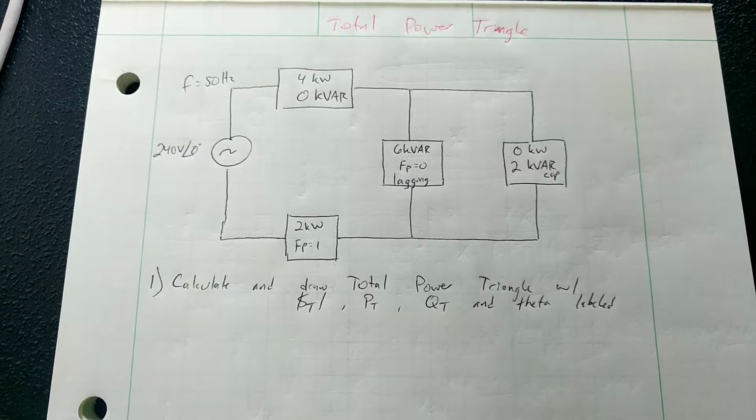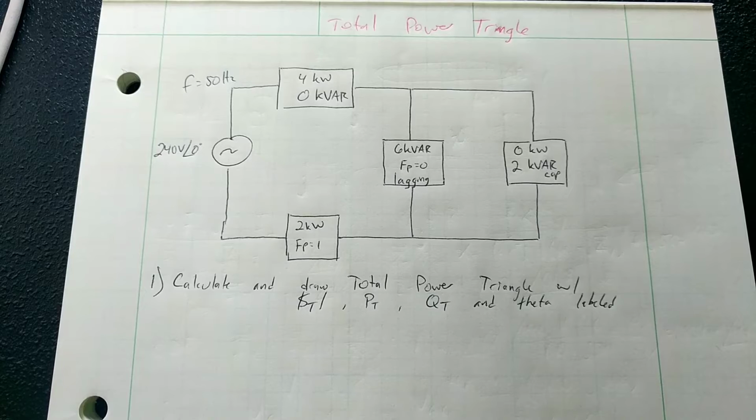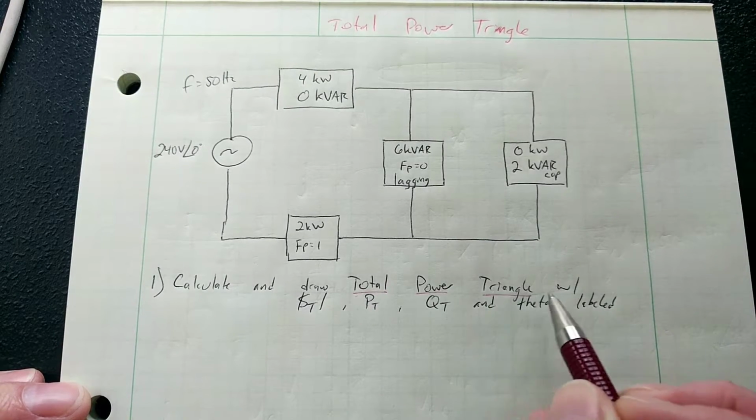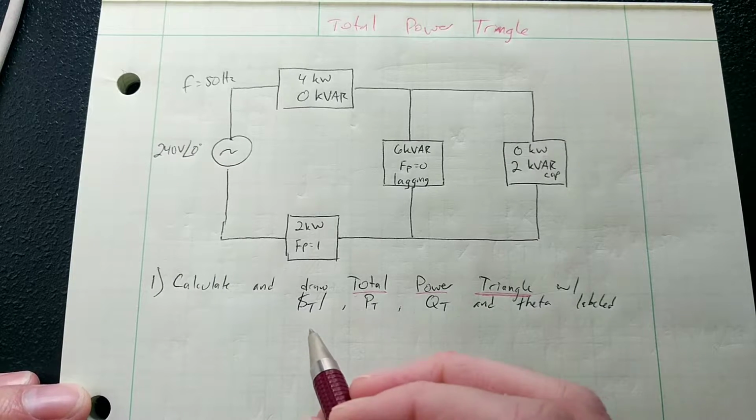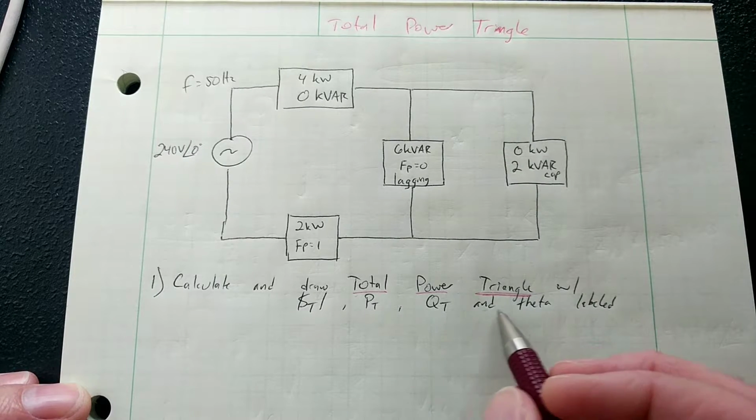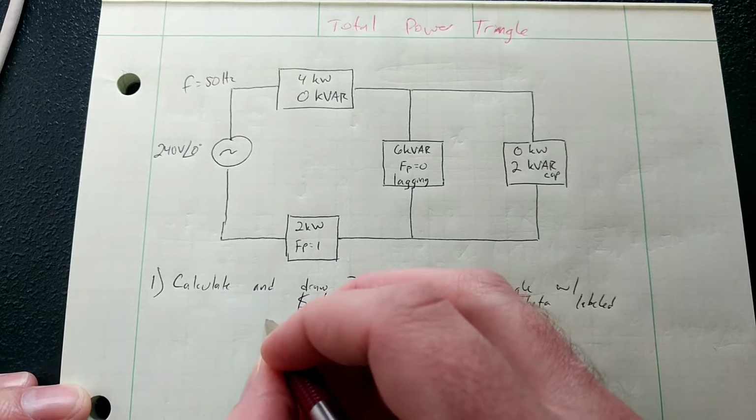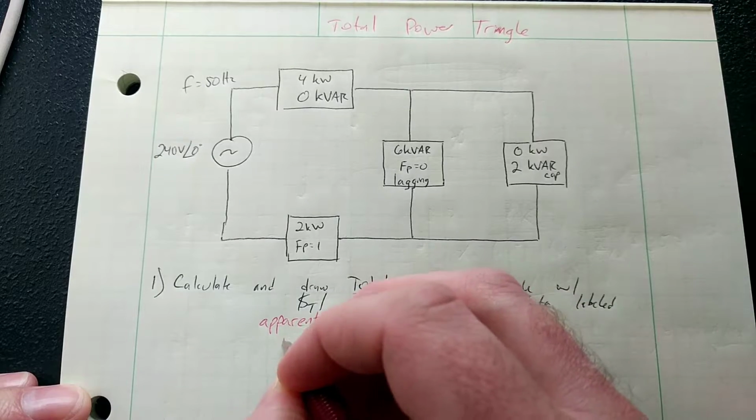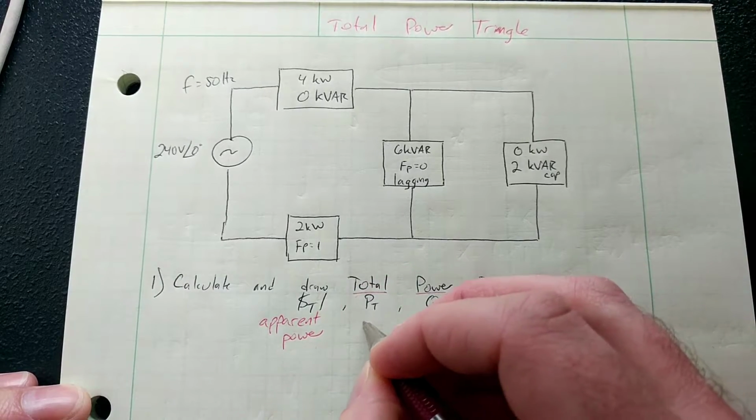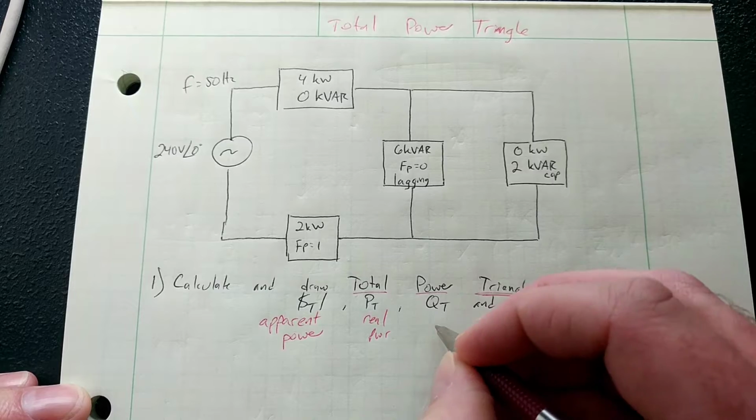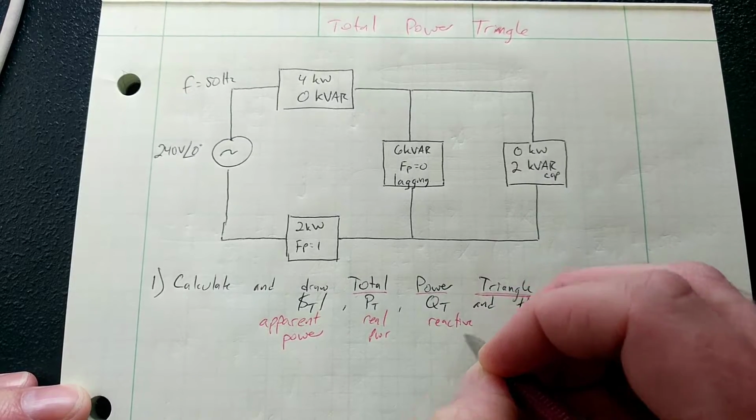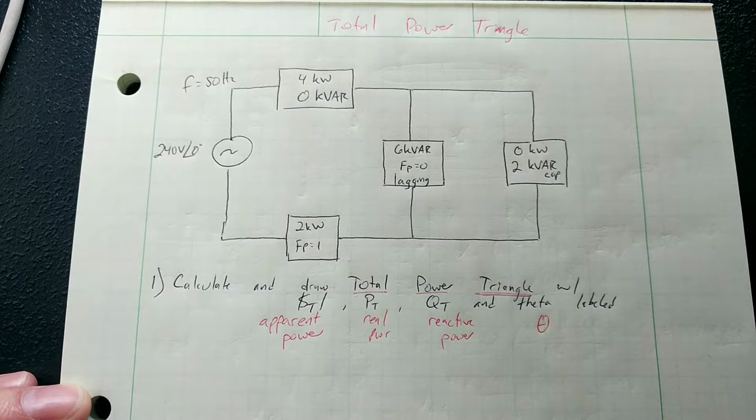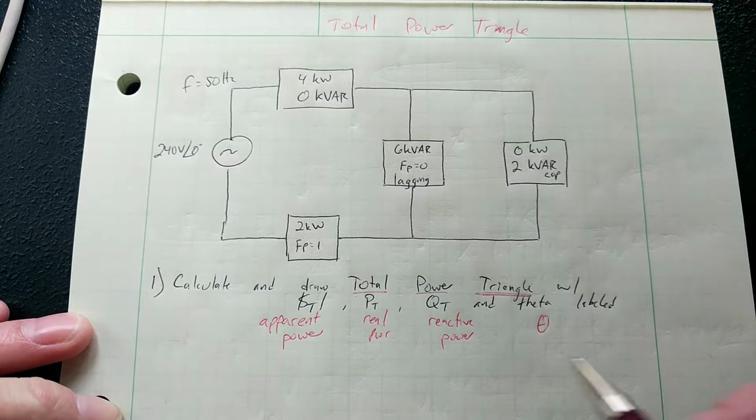So here we have a total power problem. It says calculate and draw the total power triangle with ST, PT, QT, and theta labeled. These terms are what make up the power triangle. This is apparent power. This is real power. This is reactive power. And this is the theta that is inside of the triangle. So let's get to this part.